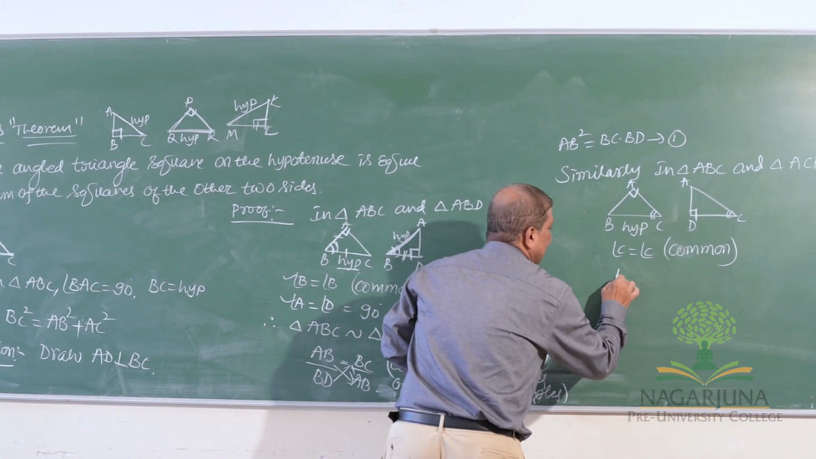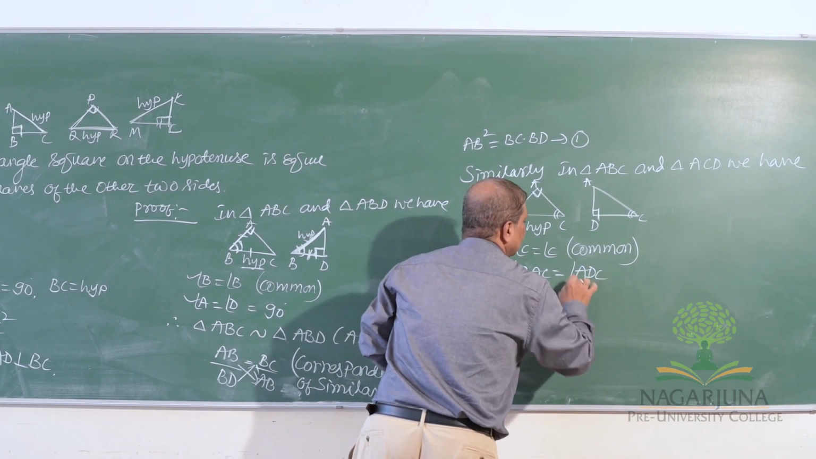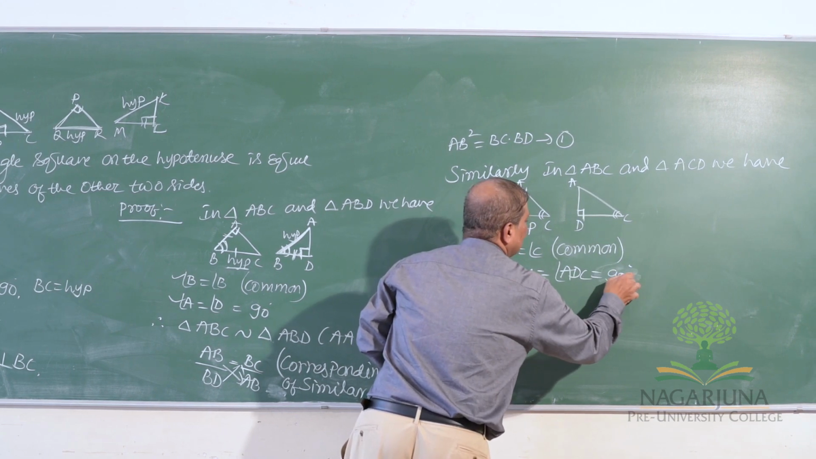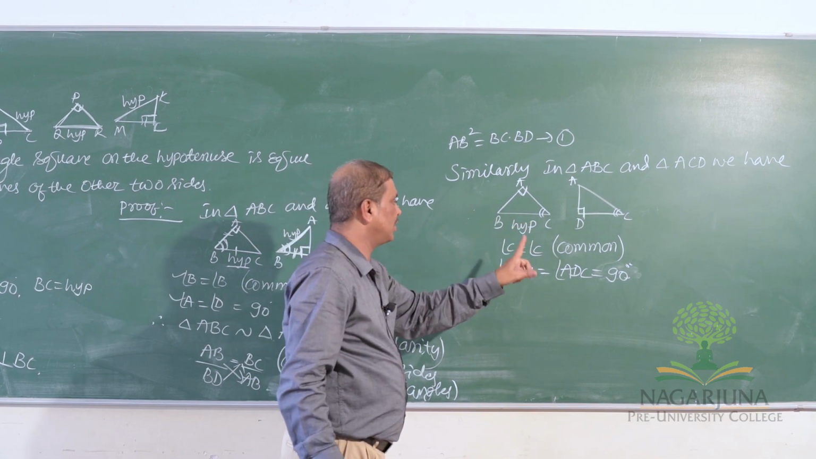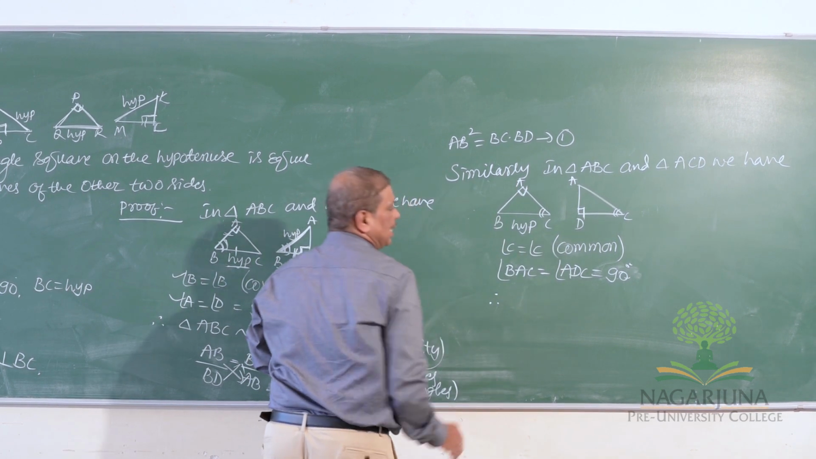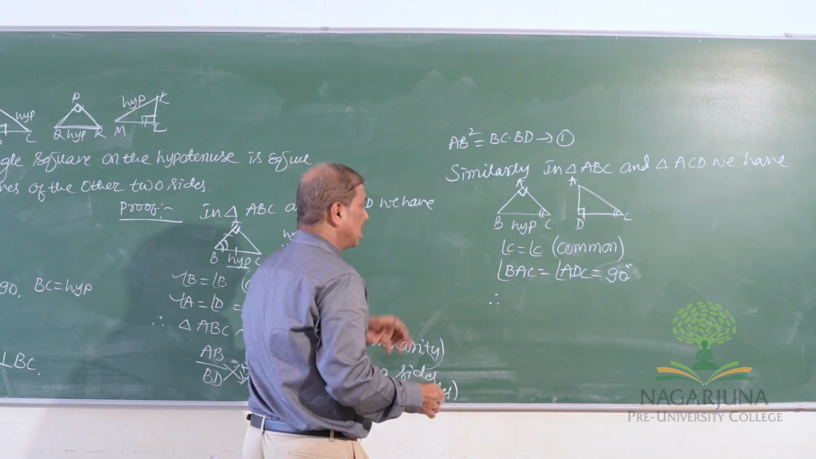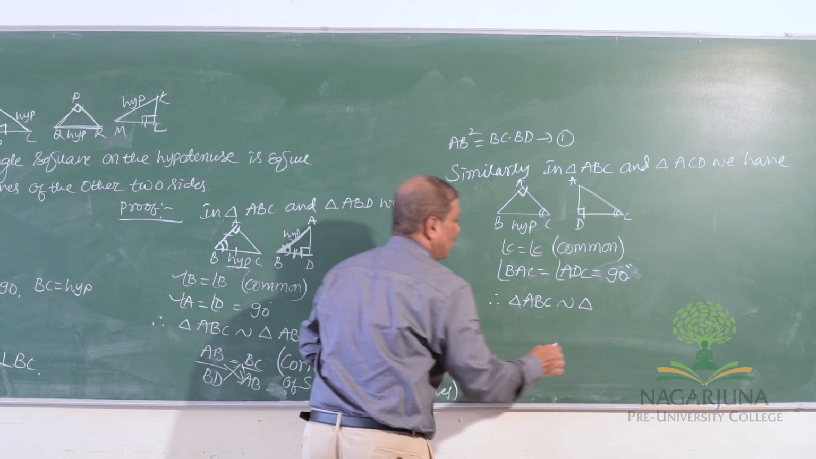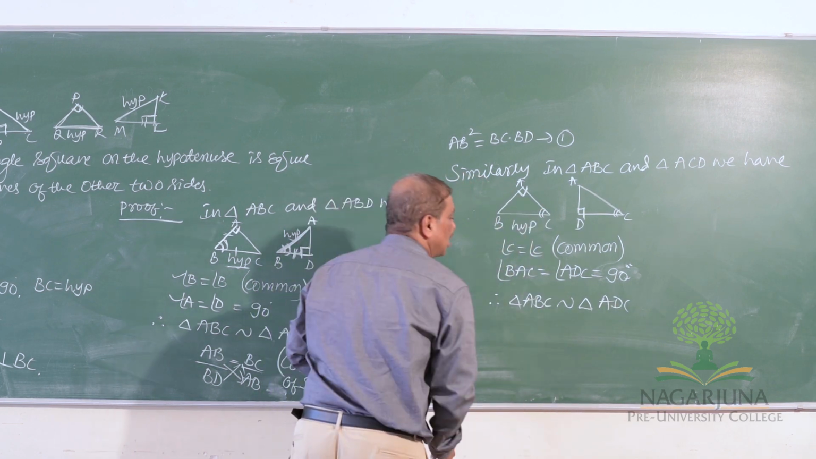Now angle BAC equals angle ADC, which is 90 degrees. In the two triangles, two angles are equal: angle C equals angle C, angle A equals 90 and angle D equals 90. Therefore the two triangles are equiangular, so the triangles are similar. Triangle ABC is similar to triangle ADC, and the corresponding sides are proportional.